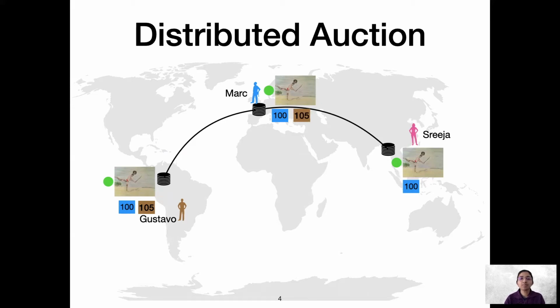Meanwhile, Srija is happy with Mark's bid, which is the only one she is aware of. She closes the auction, declaring Mark's 100 euro bid as the winner. When this is also propagated to Mark, he observes that despite placing the lower bid, he won. This is a violation of the invariant of a distributed auction that requires the highest bid to win.